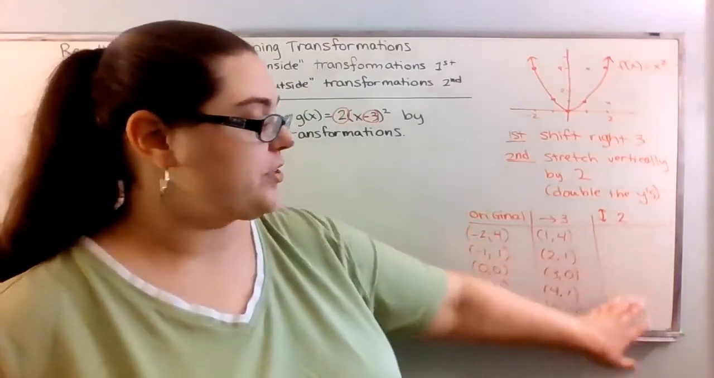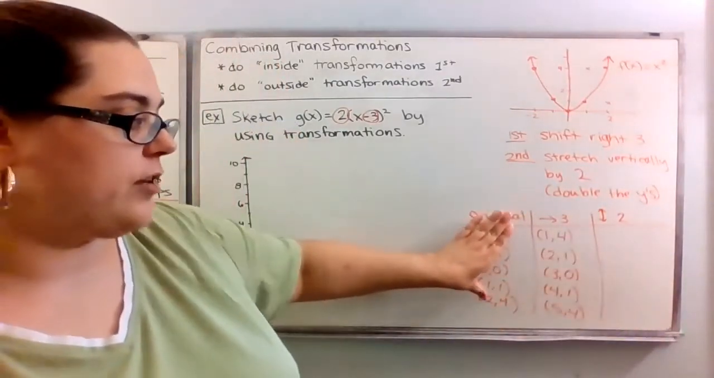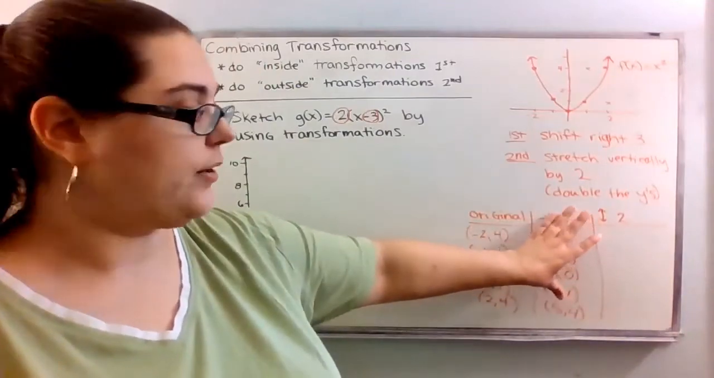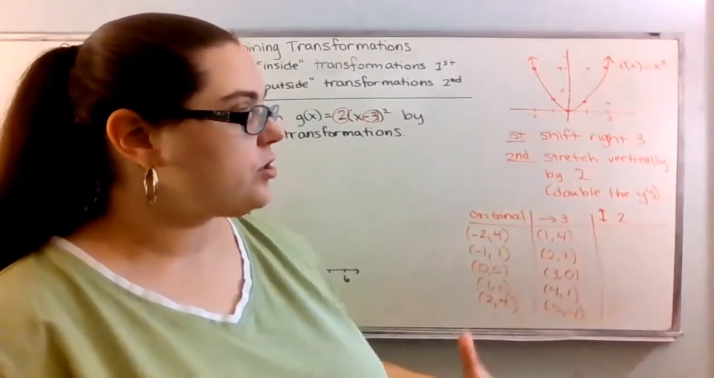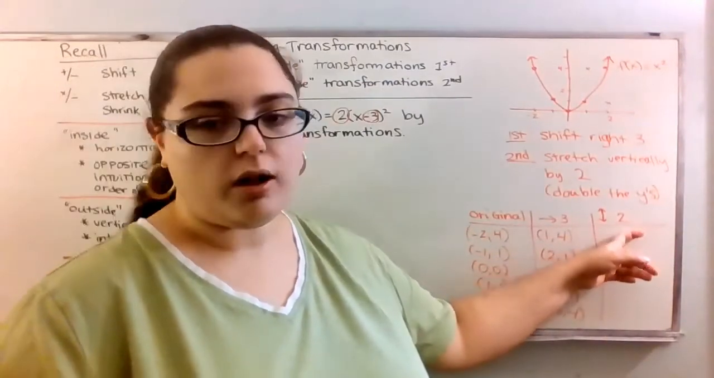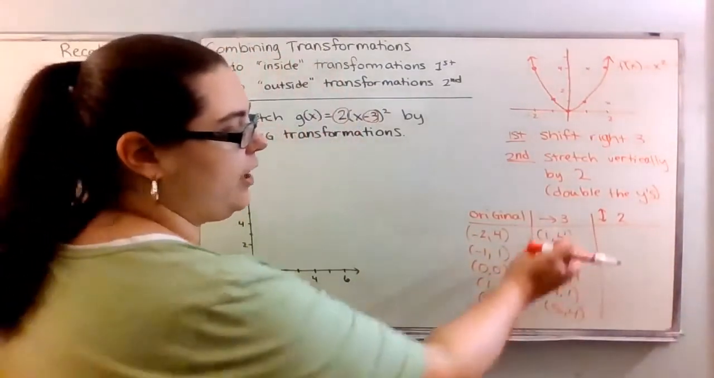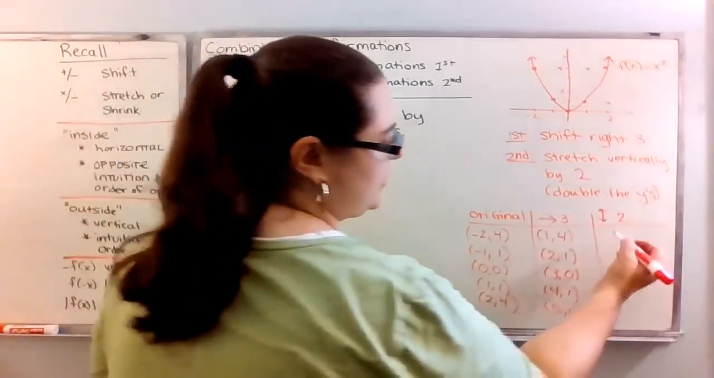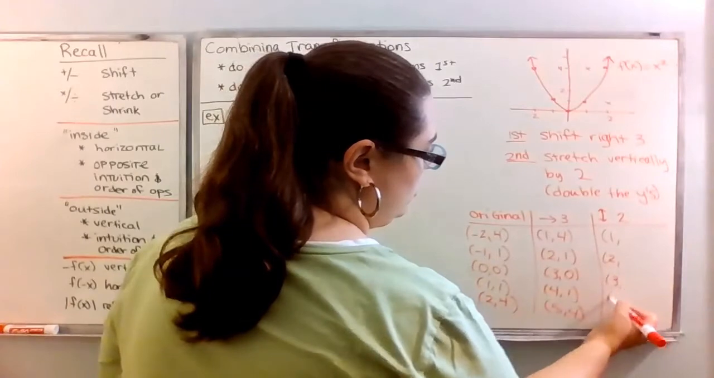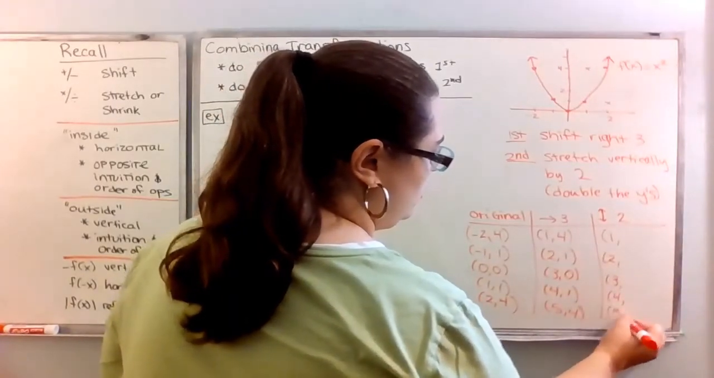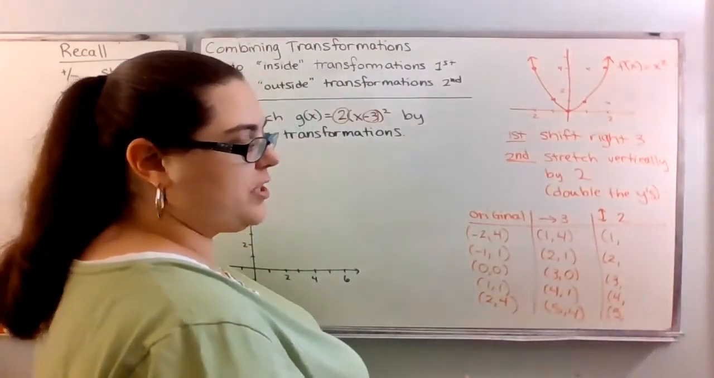Now for the second transformation, we're all done with our original points. Now we're going to be based off of these new points here. Our second transformation is a vertical stretching. So that means we're going to have to double all of the y values. So now all the x's from this column stay the same. So I'm just going to set that up. And all the y values get doubled.